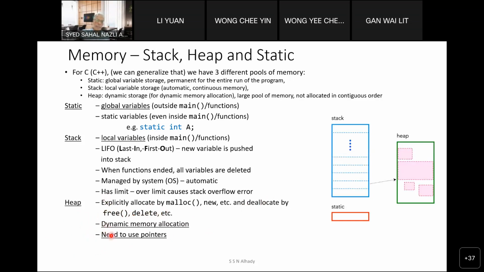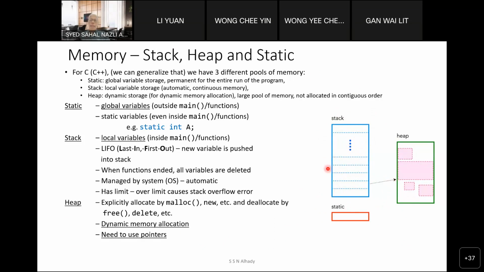And this dynamic memory allocation requires you to use a pointer. That's why we are going to study and discuss pointers. This is an example. For static, we probably have a small portion of memory space being used, compared to stack, because every time you enter a function, you are using the stack. It's going to be quite large.